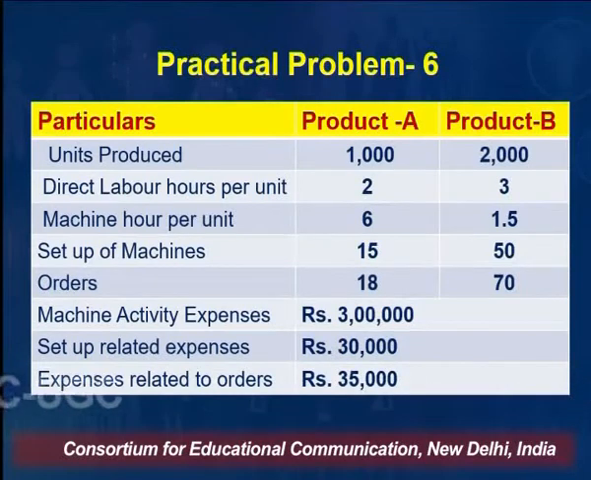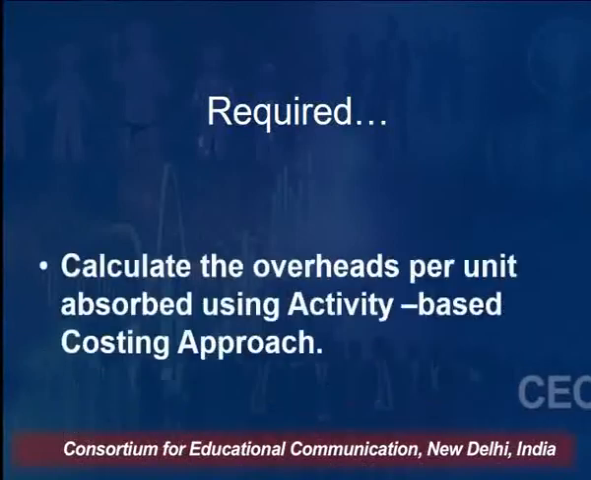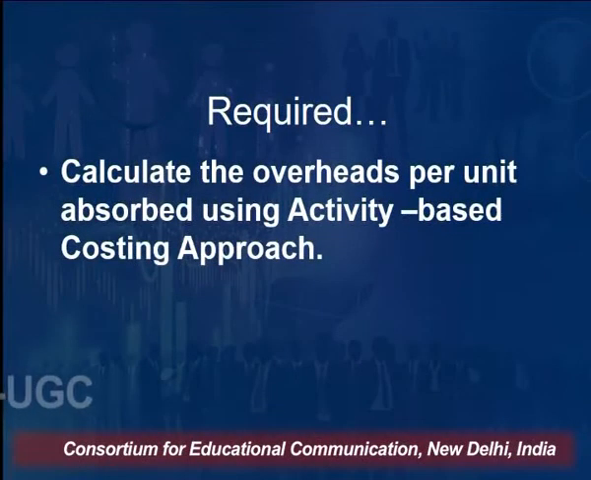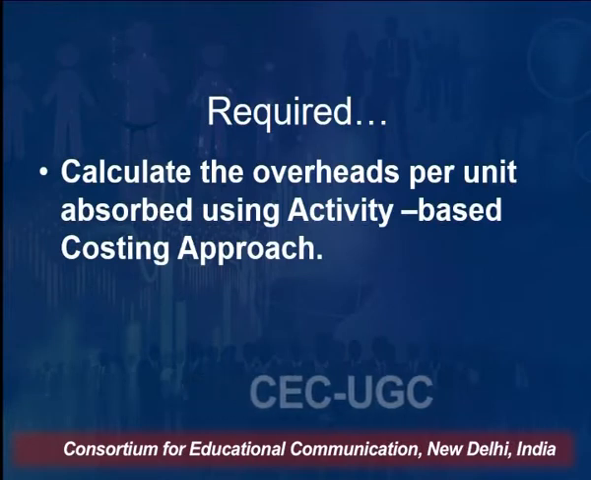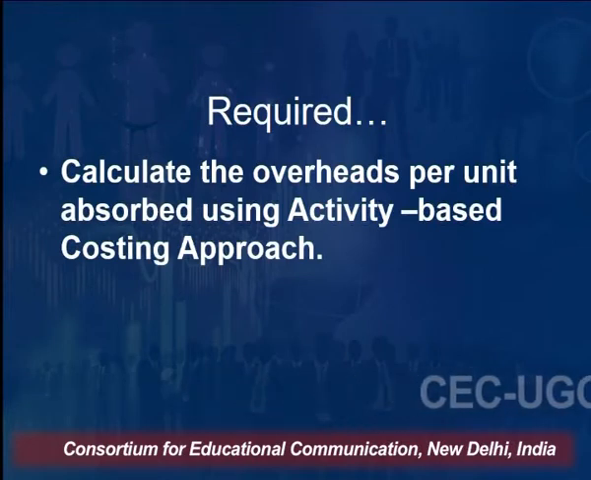So the question has reported us the units 1000, 2000 for A and B, direct labor hour per unit 2 and 3 for A and B, machine hour per unit 6 and 1.5, setup of machine is also reported, and orders are reported to be 18 and 70. Now let us see what is expected from us in this question. They are asking us to calculate the overhead per unit absorbed using activity based costing approach.